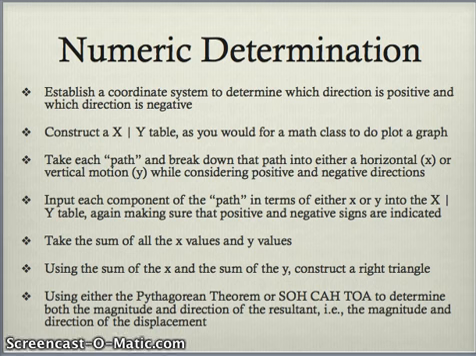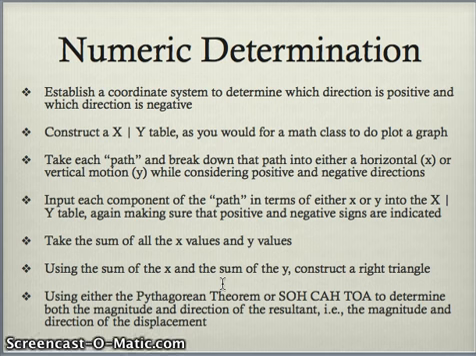Once you have done that, you will have a list of all the X's and all the Y's. After you're done, you will take the sum of all the X values and the Y values, getting a sum total of the X and of the Y. Keep in mind that your X's and Y's could move in a positive or negative direction, so those signs must be included in your XY table. After you have the sum of the X and the sum of the Y, construct a right triangle.